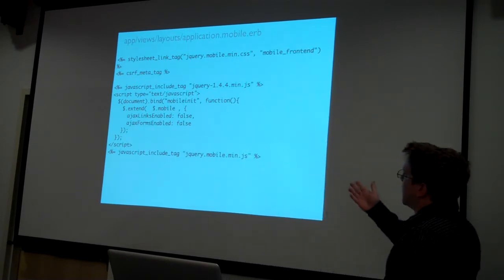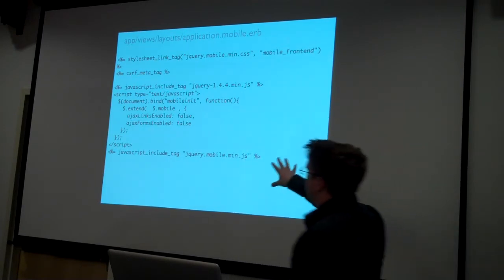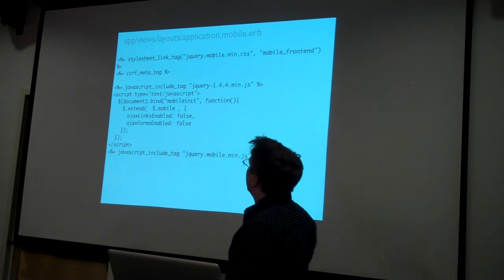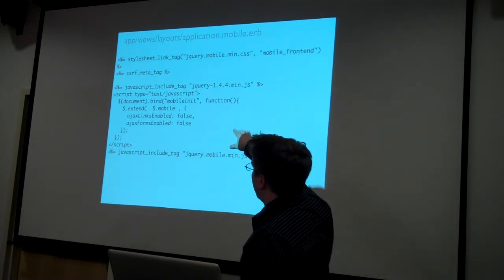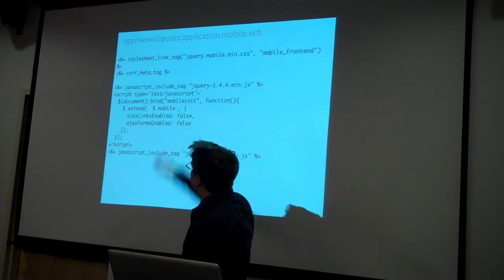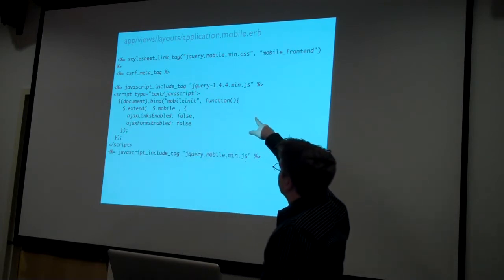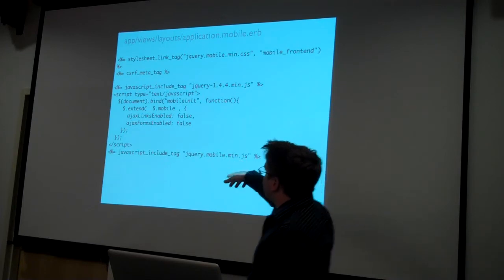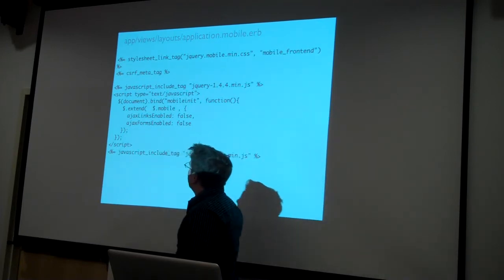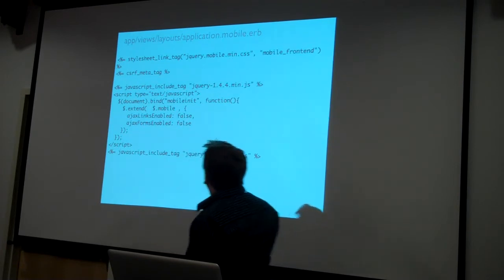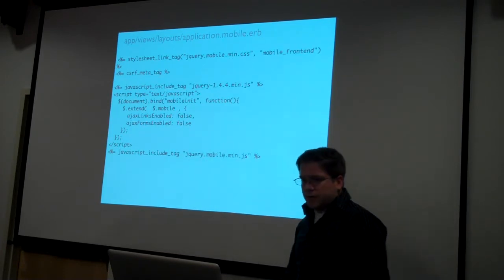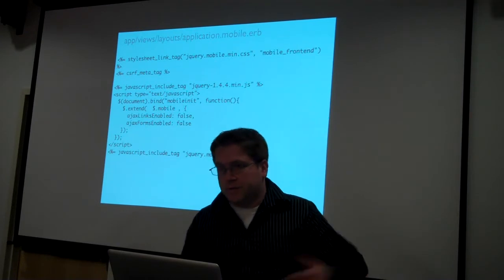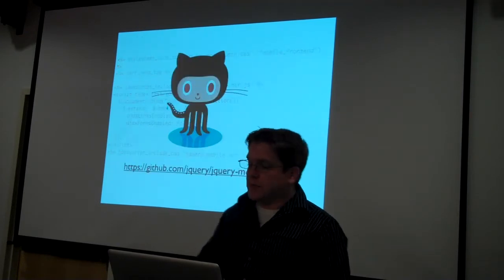So basically, just to take you through what you need to get going with jQuery Mobile. You have the normal Rails 3 header type stuff, but you also just include the style sheet for jQuery Mobile, and you have this little init function here. There are some defaults that I didn't like, so I turned them off. And you just include the JavaScript. And if you ask, where do I get jQuery Mobile? Well, that's on GitHub too.